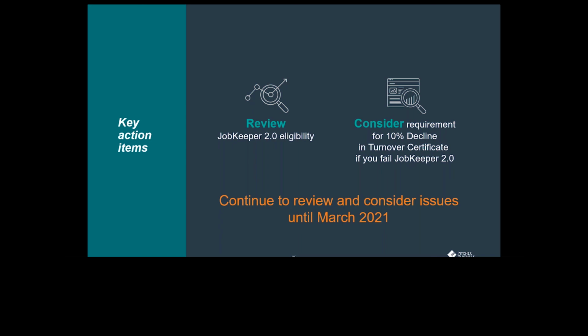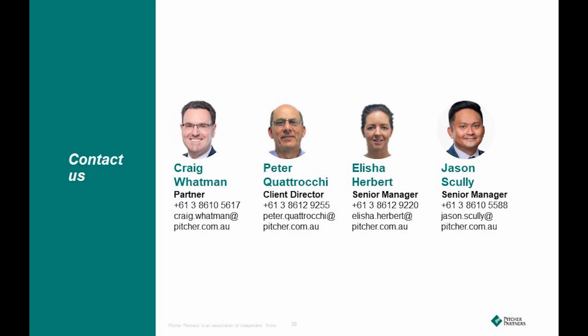And if you do, you then need to reasonably quickly start thinking about the 10% decline in turnover certificate requirements and the testing that needs to be done for that, for the purpose of approaching an eligible financial service provider to do that testing and to obtain that certificate, which you will need to hold from next Monday if you wish to continue issuing JobKeeper related directions to your employees from that date onwards. So those are really the issues that we believe you should focus on coming out of this webinar, and for JobKeeper 2.0 and 10% decline in turnover purposes.